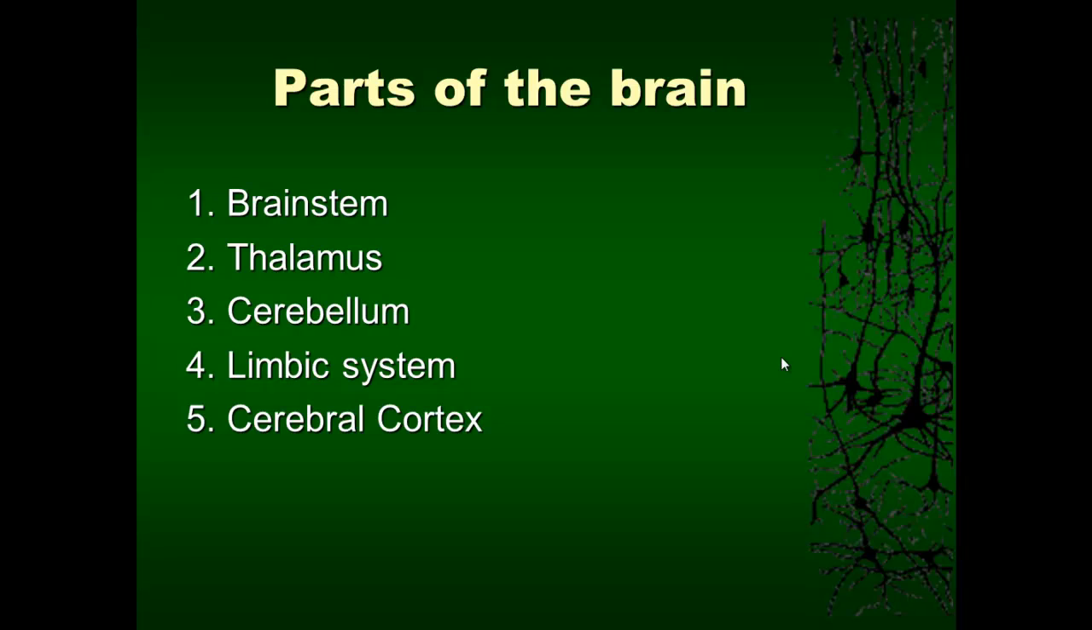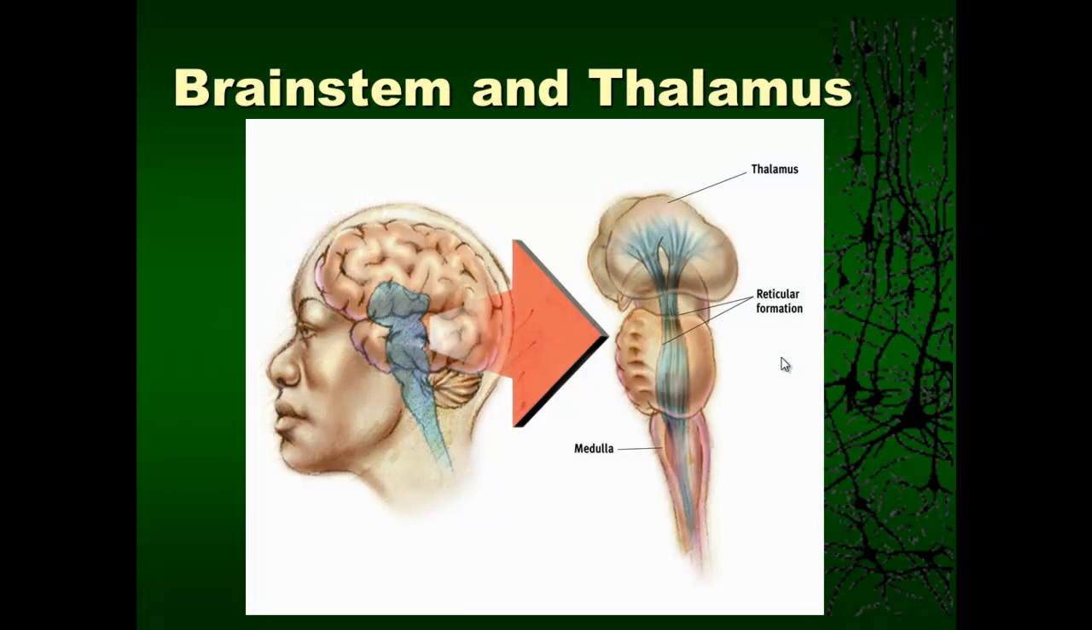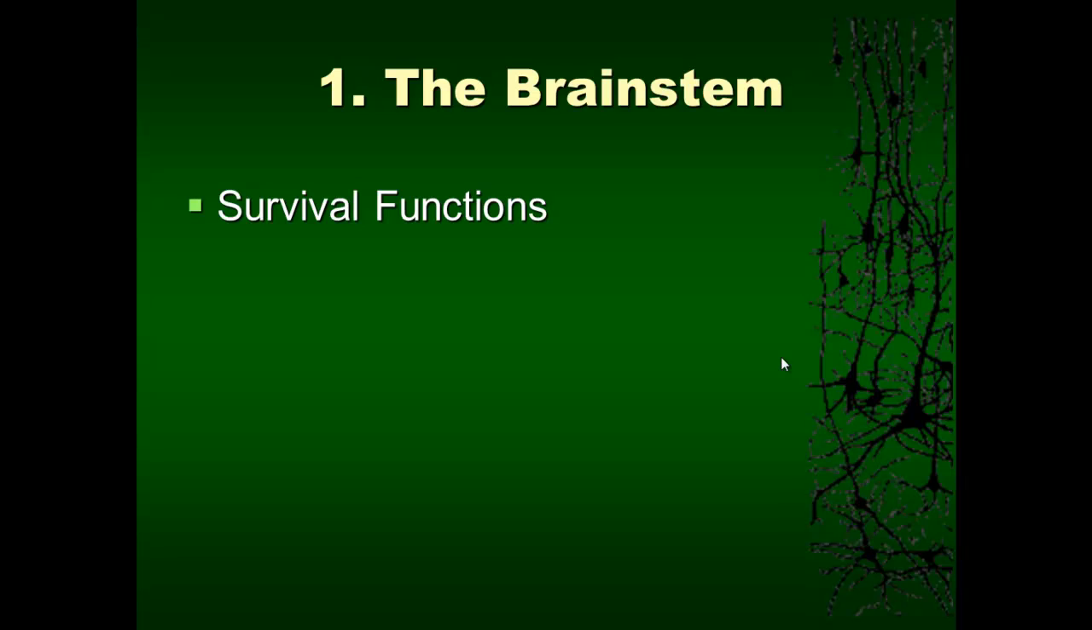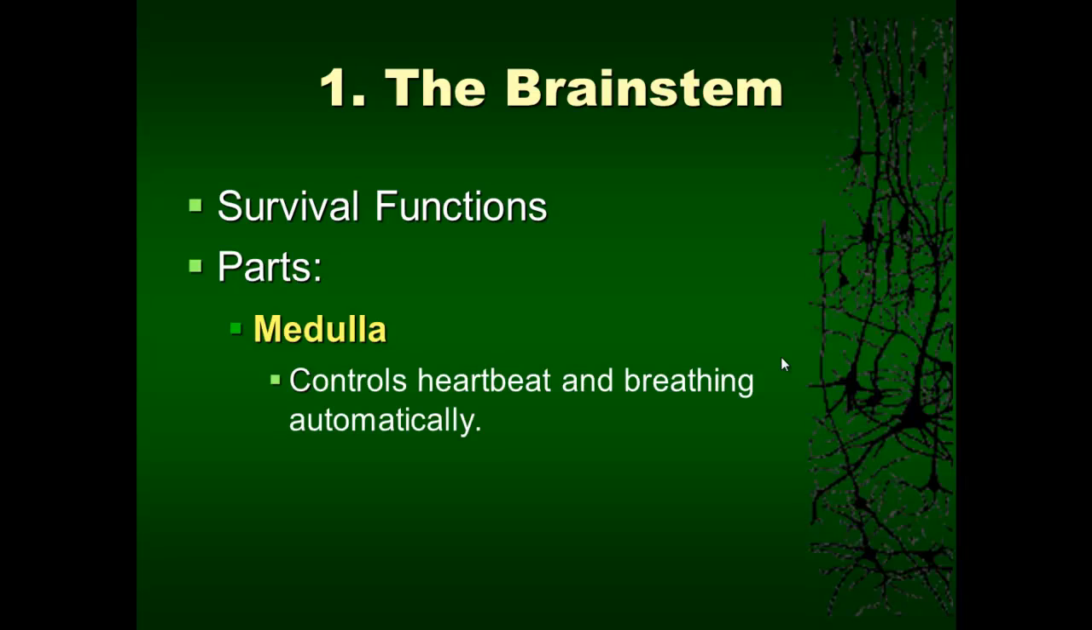So there are 5 major areas of the brain, 5 major parts, and this is listed from the oldest part of the brain evolutionarily to the newest part of the brain. So we'll start with the brainstem. The brainstem is at the very center base of your brain and is made up of a couple different parts, but its major job is to keep you alive. So the first part is the medulla, and the medulla is what controls your heartbeat and your automatic breathing.